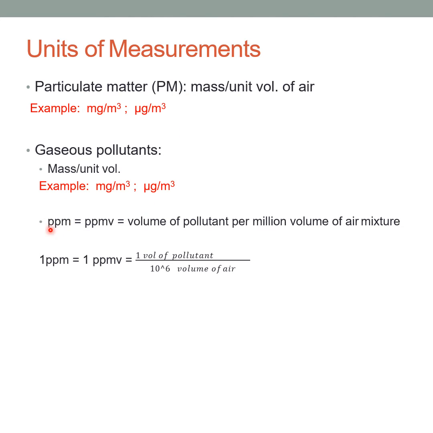Now ppm, that means parts per million, equal to ppmv, that means parts per million volume, equal to volume of pollutant per million volume of air mixture. That means volume of pollutant per million of air mixture. So 1 ppm equals 1 ppmv equals volume of air pollutant divided by one million volume, that means 10 to the power 6 volume of air.